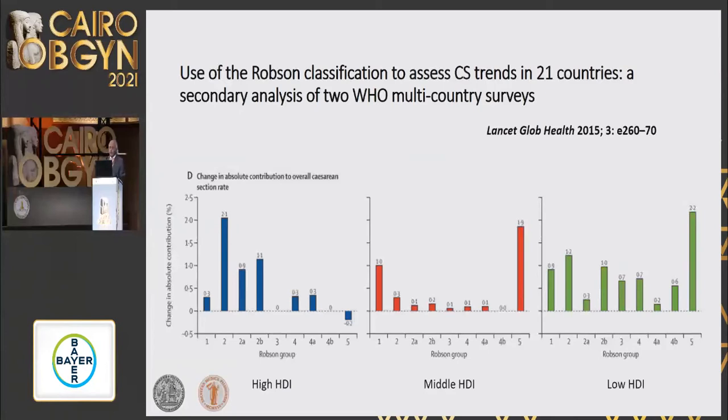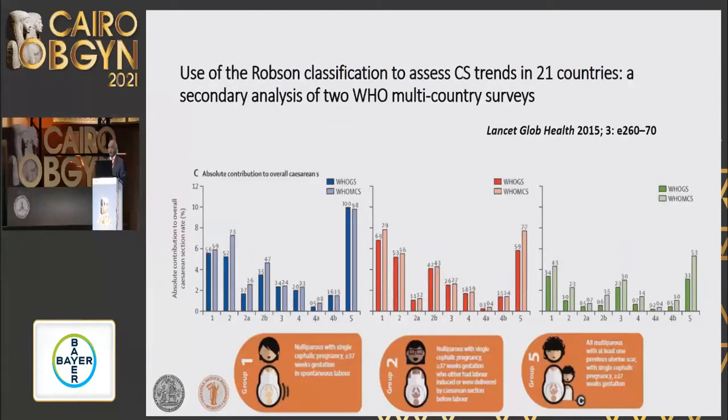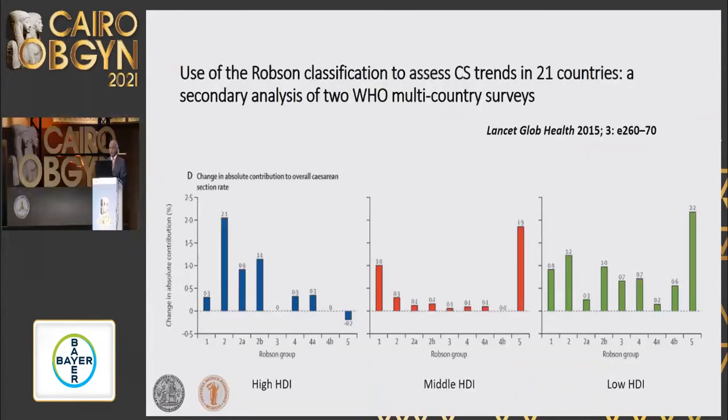But the other interesting thing when you look at the two surveys, in these graphs that I showed you before, there was a dark line for each one of these groups, which was the first survey in 2004, 2008, and the lighter color is the second survey. If we compare the two surveys, we notice that the contribution of group 1 has increased slightly. The contribution of group 2, the pre-labor and induction of labor cesarean section, has increased a lot.